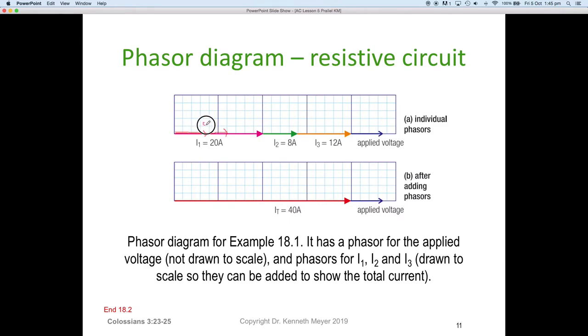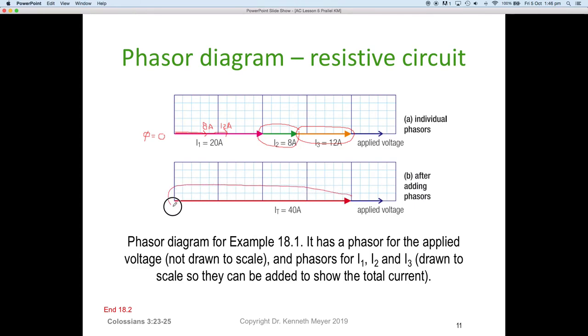I'll just label that as 8 amps. And this one is 12. There we go. So effectively, all they've done is pick up the 8 amp and top to tail it into there, then pick up the 12 and top to tail it into there. And they just go on top of each other because the phase angle theta equals 0 degrees. So having added them together, we end up with this bottom phasor down here.